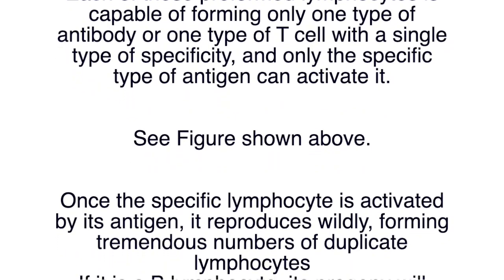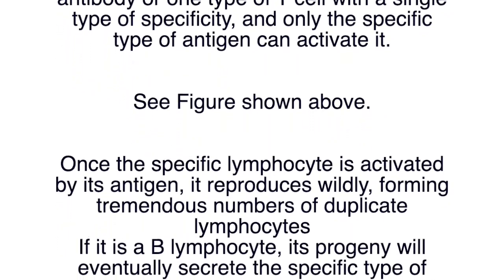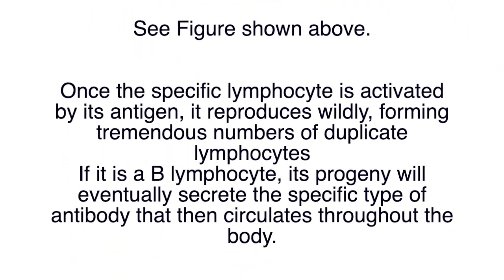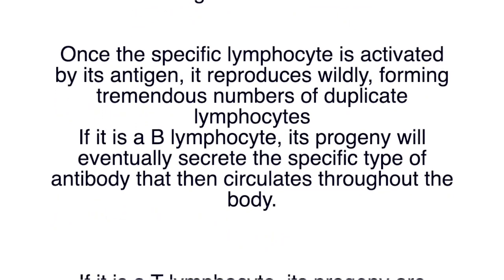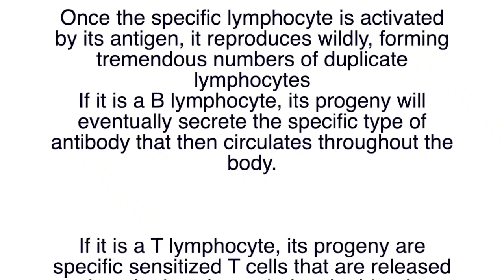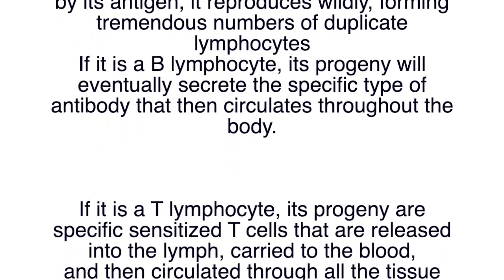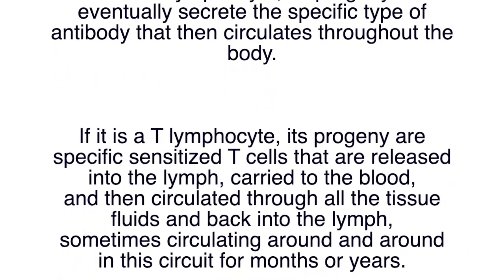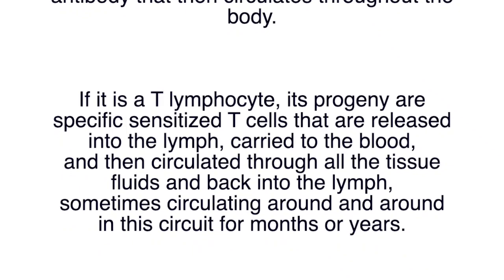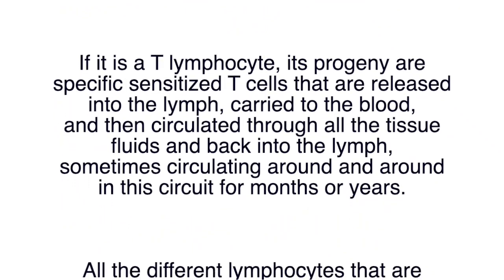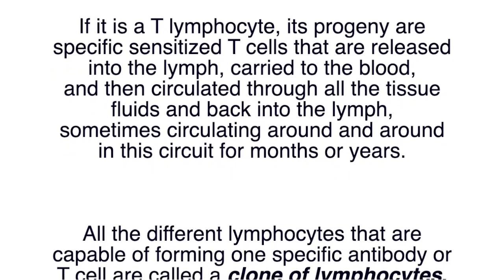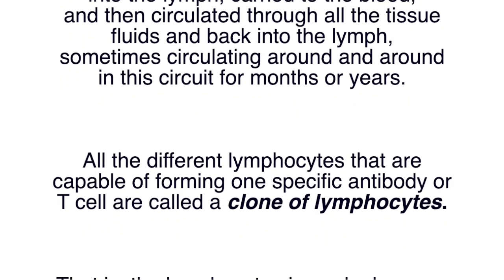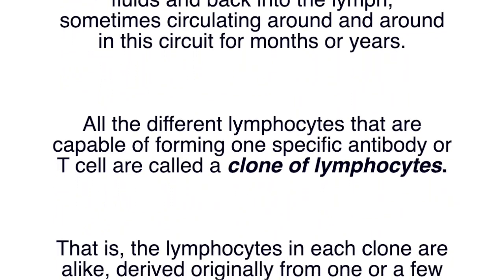See the figure shown above. Once the specific lymphocyte is activated by its antigen, it reproduces wildly, forming tremendous numbers of duplicate lymphocytes. If it is a B lymphocyte, its progeny will eventually secrete the specific type of antibody that then circulates throughout the body. If it is a T lymphocyte, its progeny are specific sensitized T cells that are released into the lymph, carried to the blood, and then circulated through all the tissue fluids and back into the lymph, sometimes circulating around and around in this circuit for months or years.